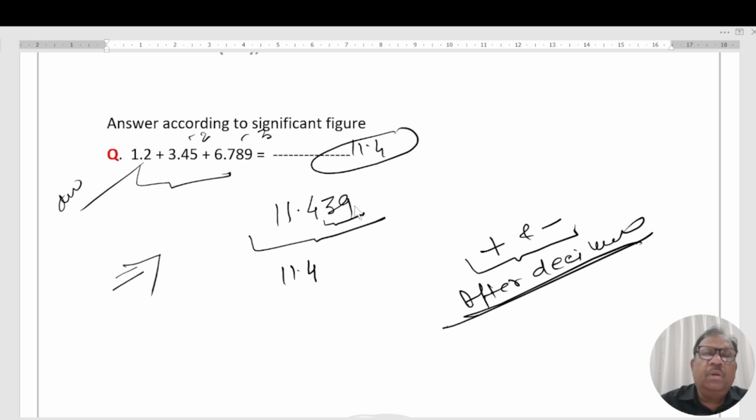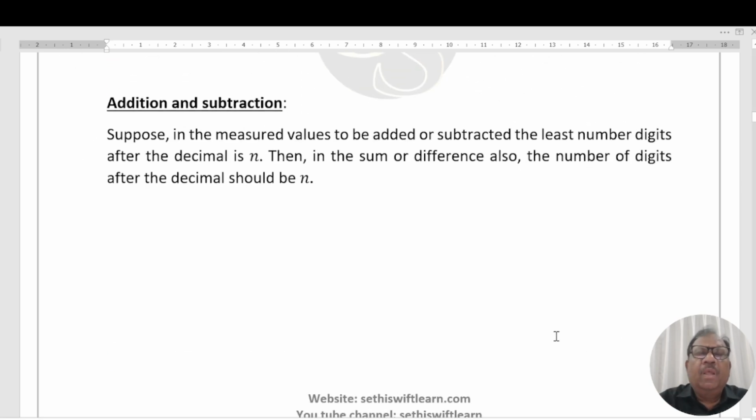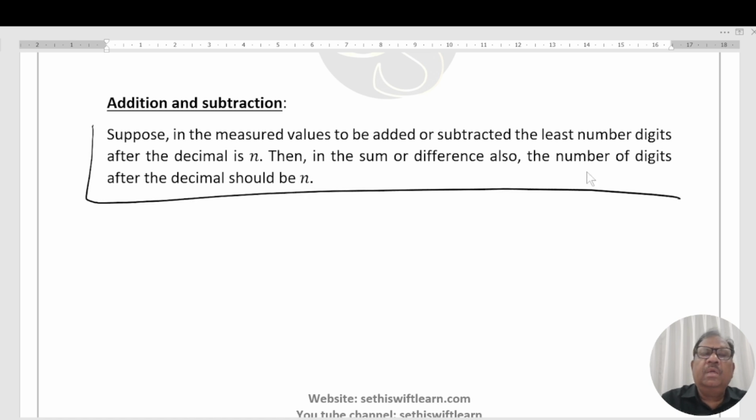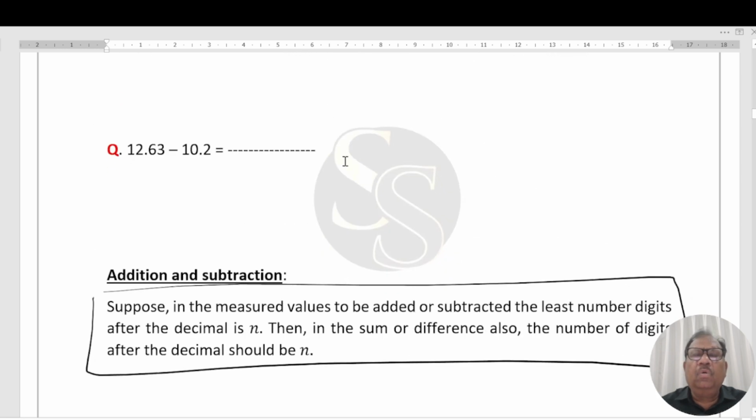11.439, 11.4 आंसर रहेगा. जैसे एडिशन सब्ट्रैक्शन में, suppose in the measured value to be added and subtracted, the least number of digits after the decimal is n, then in sum or difference also the number of digits after the decimal should be n. This concept we apply in this question. Right, now this question. Now in this question, 12.63 minus 10.2. It is a case of subtraction.